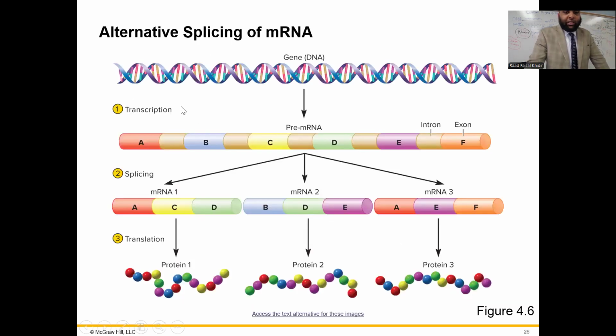So that's my gene. I do transcription, and you guys see the illustration that says pre-mRNA. This pre-mRNA is going to be spliced. You see all the brown parts? We do splicing. We cut it out. We remove all the introns. Then we connect all the exons, and then we have our proteins of interest.